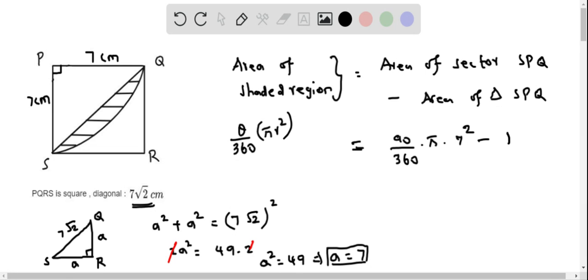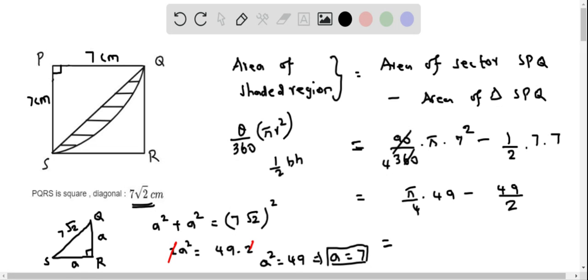We know that the formula is half BH, that is half times base into height. The base and height of the triangle are exactly the same, which is 7 centimeter. So you can write this as half times 7 times 7. So let's simplify this. I can cancel this as 1/4. So this will be pi by 4 times 49 minus 49 by 2.